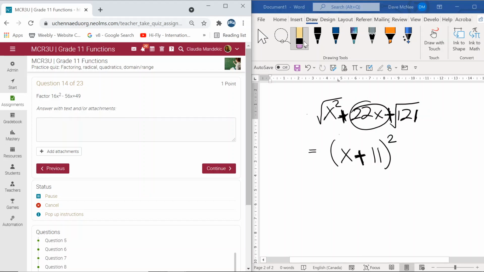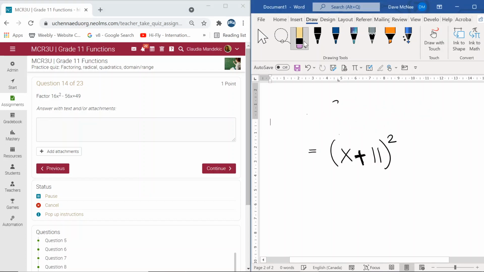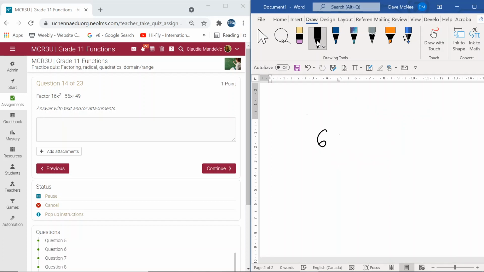Similarly, it asks me to do 16x squared minus 56x plus 49. Again, I can do this if I recognize that this is a perfect square trinomial. I could, if I really wanted to, go ahead and do product sum. But look at this product sum. I would have to multiply 16 by 49. That's already a big number. I don't want to do that if I don't have to.